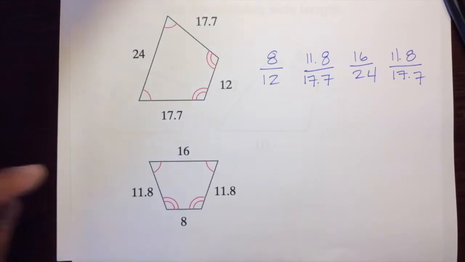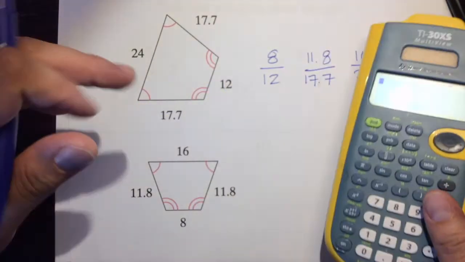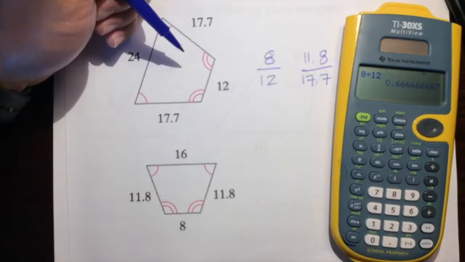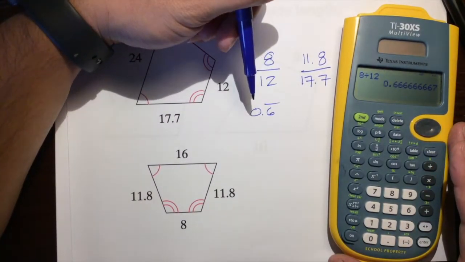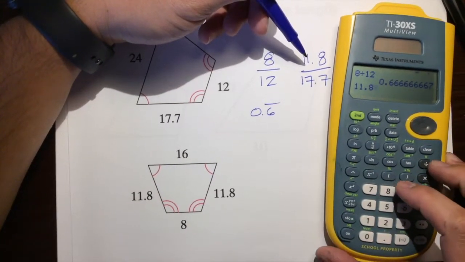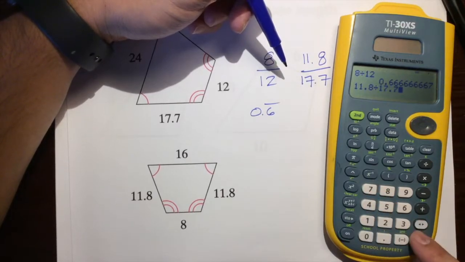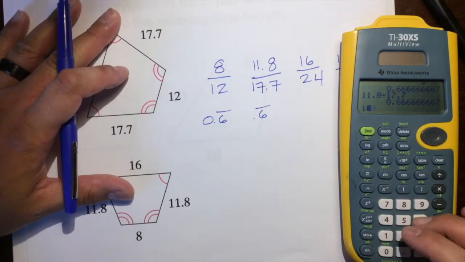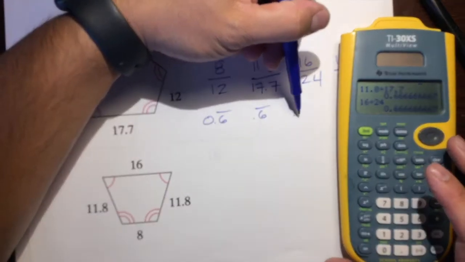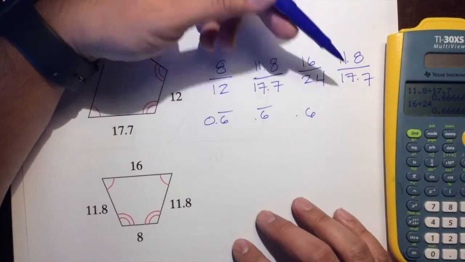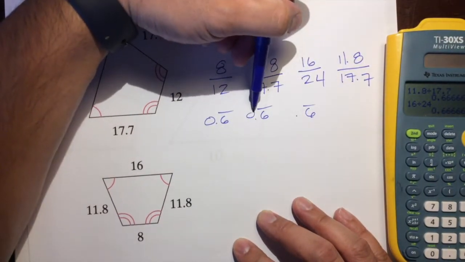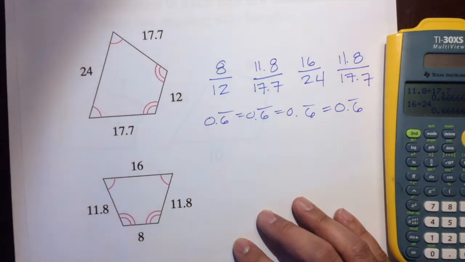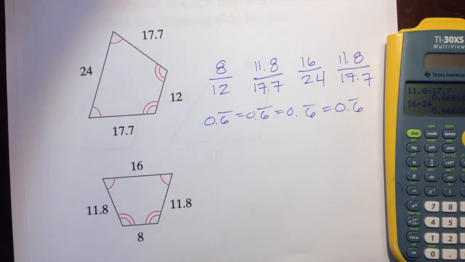I see fractions here, so I'm going to immediately grab my calculator. And let's see if all those fractions are equal. 8 divided by 12 is 0.6 with a bar. Then 11.8 divided by 17.7 is 0.6 with the bar. 16 divided by 24 is 0.6 with the bar. And we already determined 11.8 over 17.7 is also 0.6 with the bar. So all four of these ratios are equal to each other. They all simplify to 0.6 or 2/3.